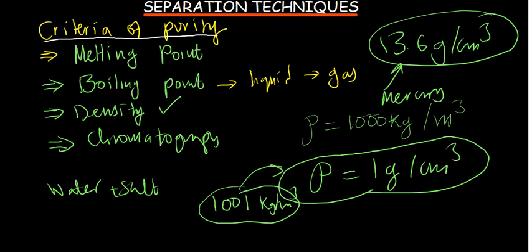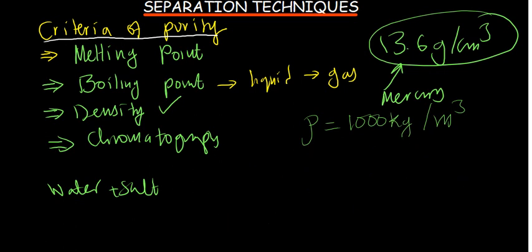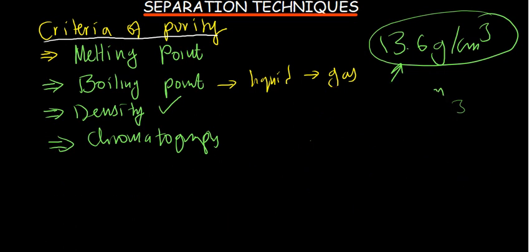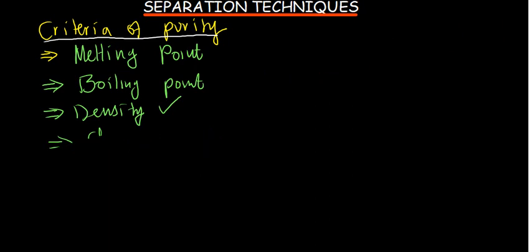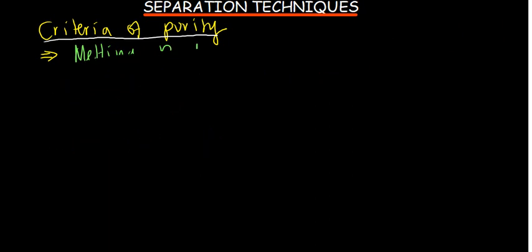So basically, this is what we call criteria of purity, things that you are able to use to identify that a substance is pure. These are going to come in the exam, and they are going to ask you to mention some criteria of purity. Now, I've not explained chromatography because we are going to talk about that one as a separation technique.